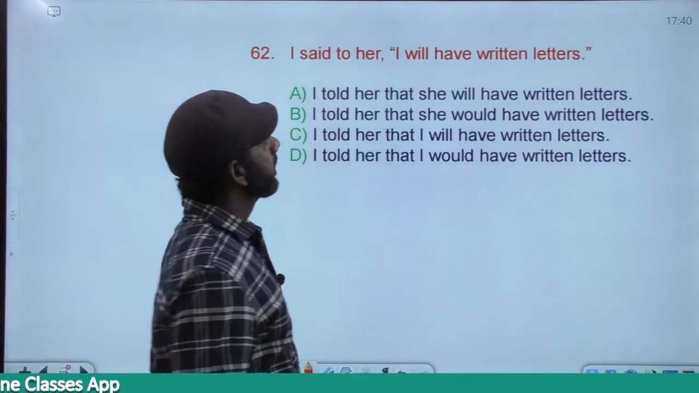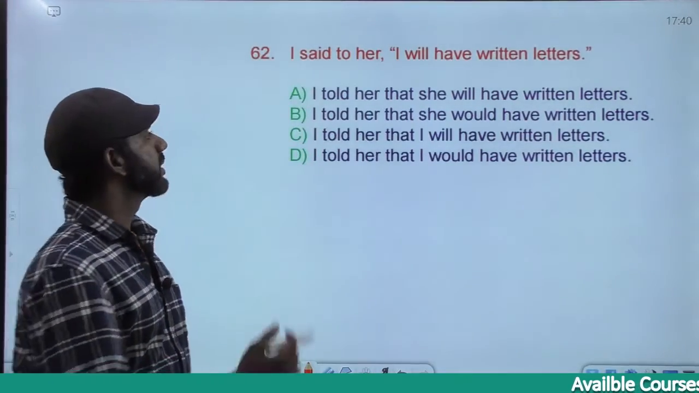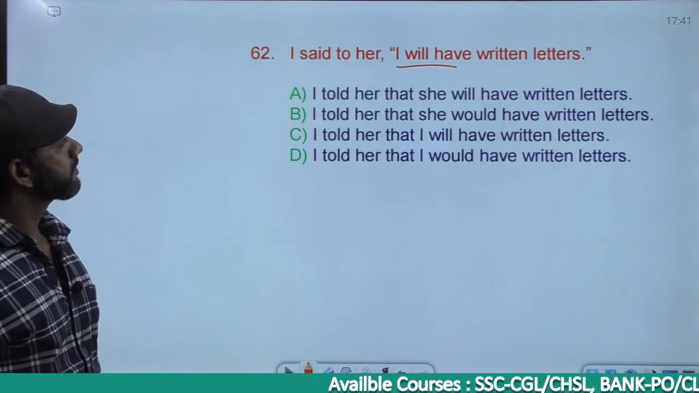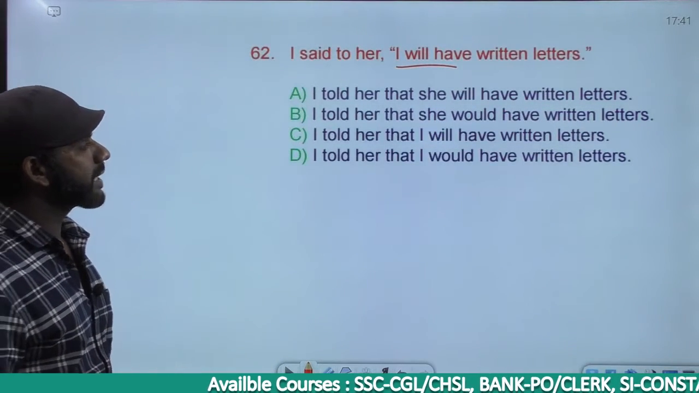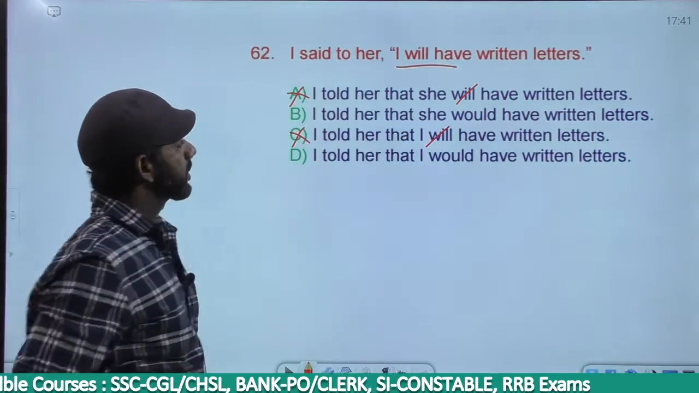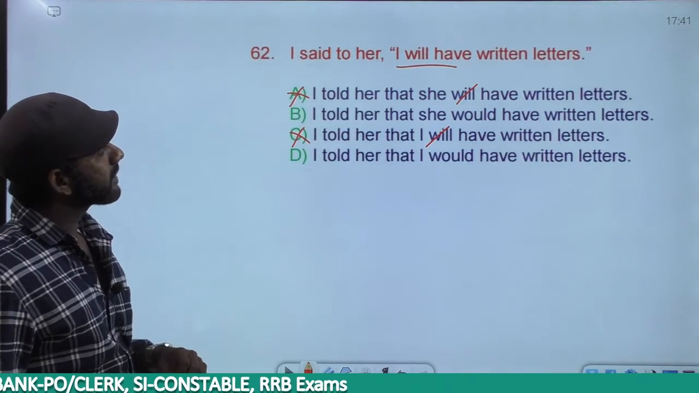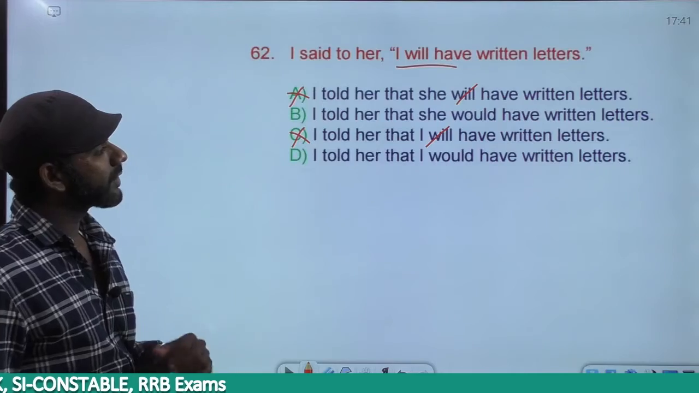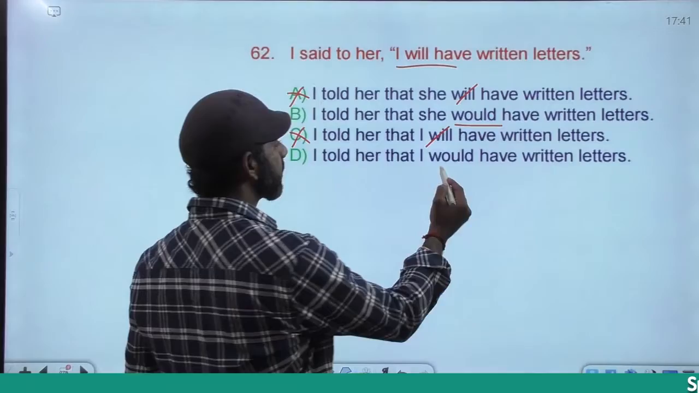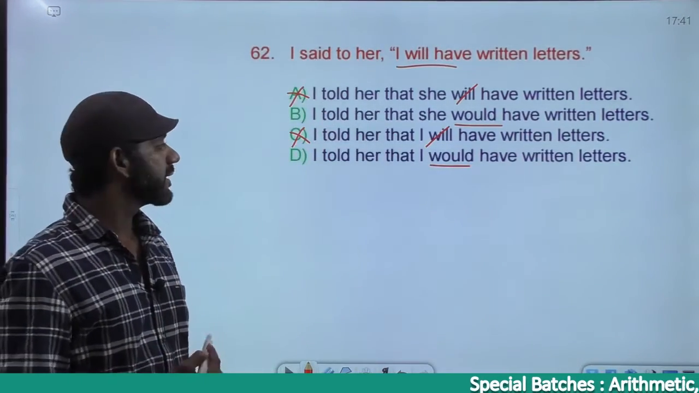I said to her, I will have written letters. I will have written, will changes to would. Right? Fine. Come to option A. I told her that will changes to would. Based on that, options A and C are gone, because A and C have will, eliminated. Come to option B. I told her that she would have written letters. Delhi. I told her that I would have written letters. Now the only difference between B and D is B says she, D says I.